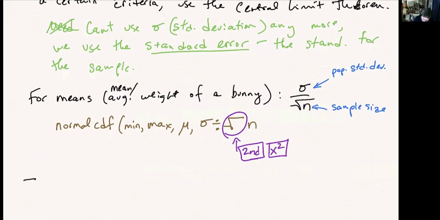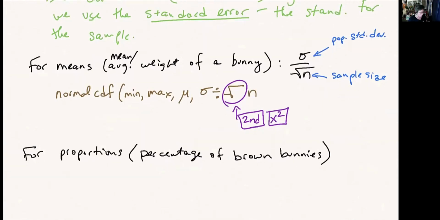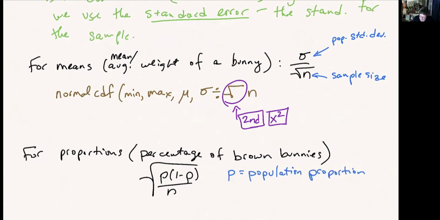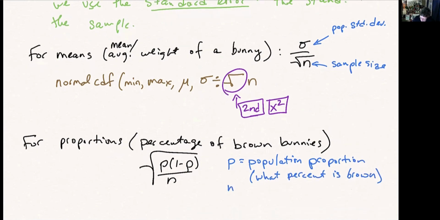And then for proportions, an example of the proportions would be the percentage of bunnies that are brown. What we're going to put in our calculator is the square root of p times 1 minus p all over n. This is what the formula says, where p is the population proportion. That is to say, what percentage of bunnies are brown in the entire forest? And n is our sample size again.